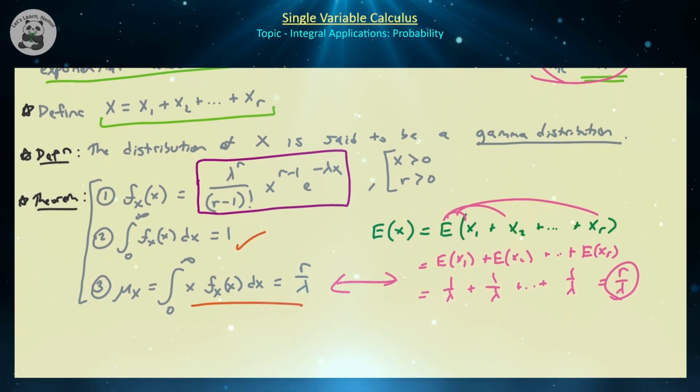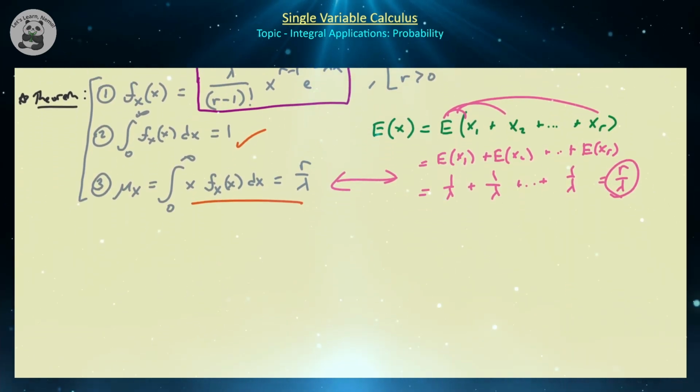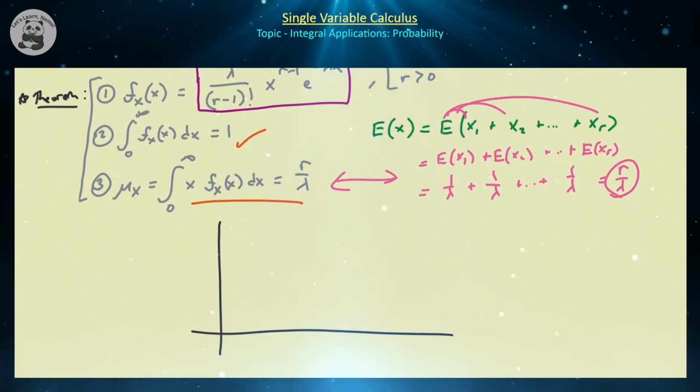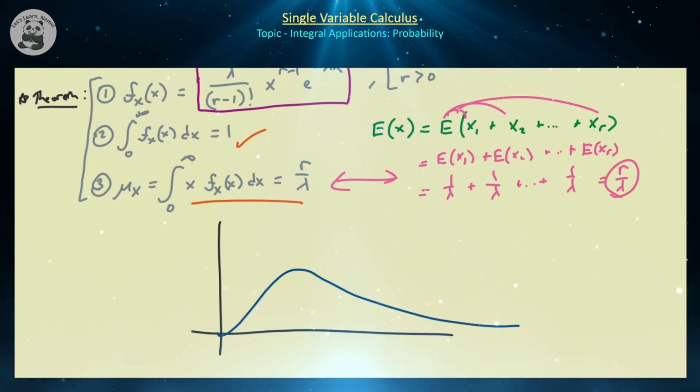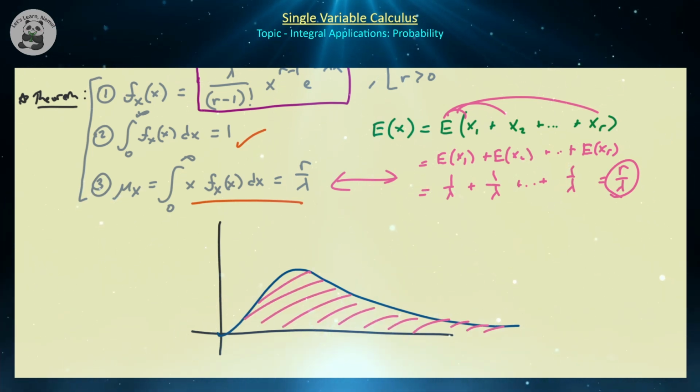Now, what exactly does this gamma distribution look like? Well, the gamma distribution does not look like the exponential distribution for r bigger than 1. It actually has this particular shape. And by property 2, this area from 0 to infinity is equal to 1.